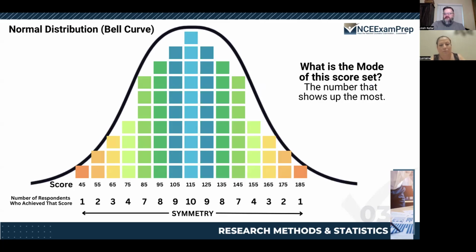So for this score set, what is the mode? The number that shows up the most. What do you think? What number is showing up the most here? You can answer in the chat if you want. 115. Good, 115. The number of respondents who achieved that score is 10. We could count up the boxes, but we can just look visually and see that 115 has the most. Mode equals most. So yes, 115 is the score we're looking for.